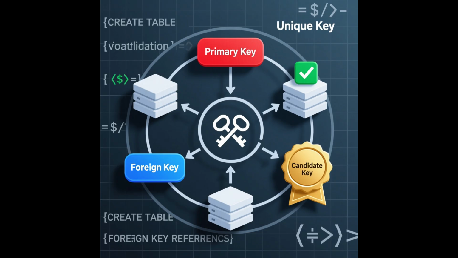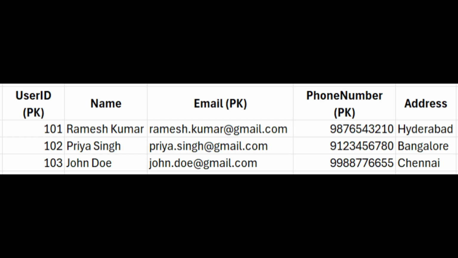3. Primary key. A primary key is the chosen candidate key for the table, the main unique identifier, usually enforced not null and unique. Example: the user ID column is chosen as the primary key to uniquely identify each user. 4. Alternate or secondary key. An alternate key is a candidate key not chosen as primary. For example, email could be an alternate key if ID is primary. It's also unique but not chosen as the primary key.